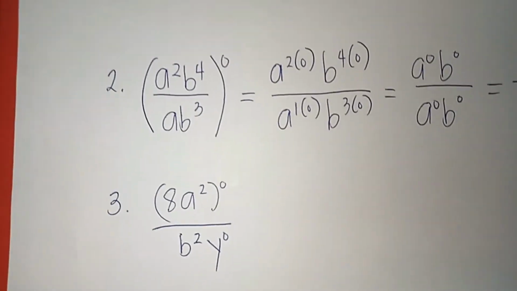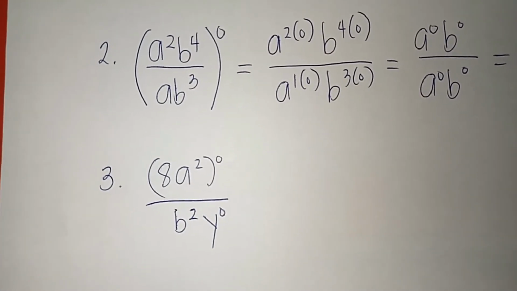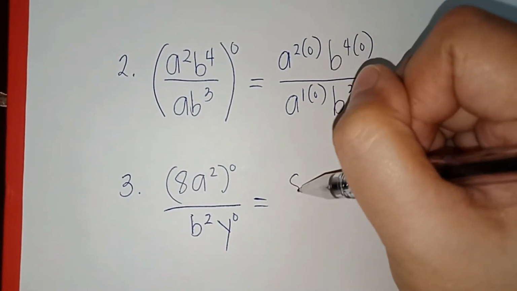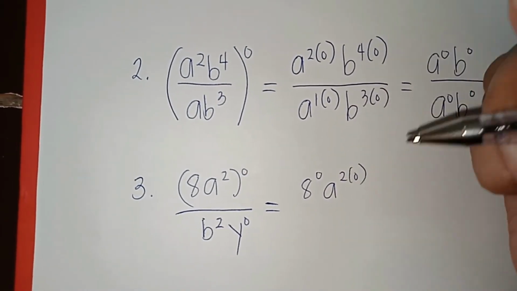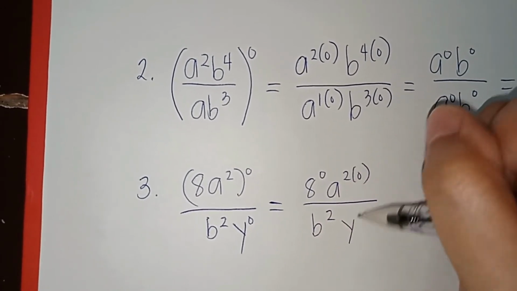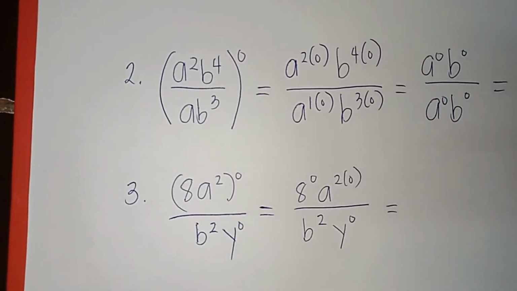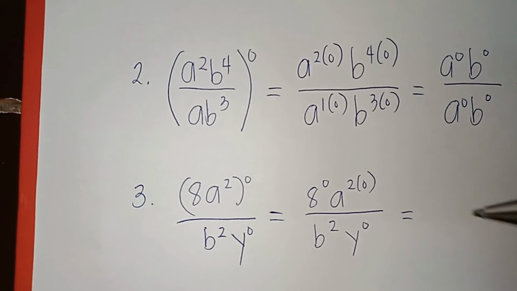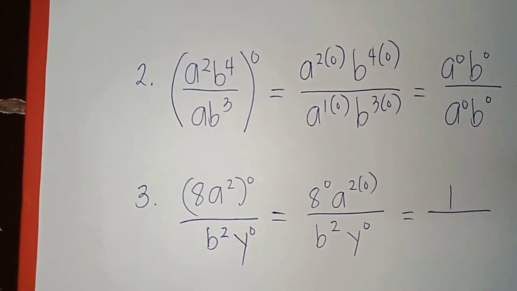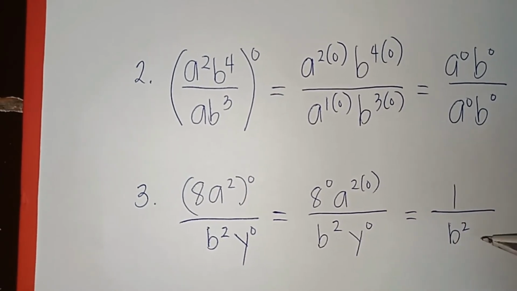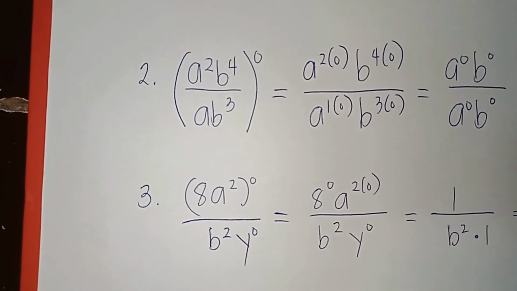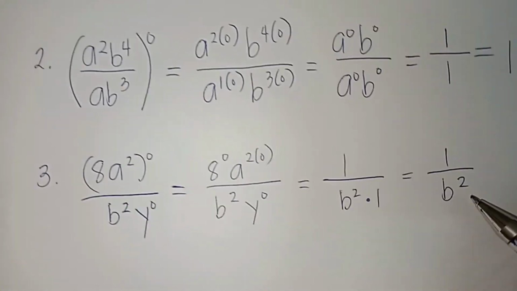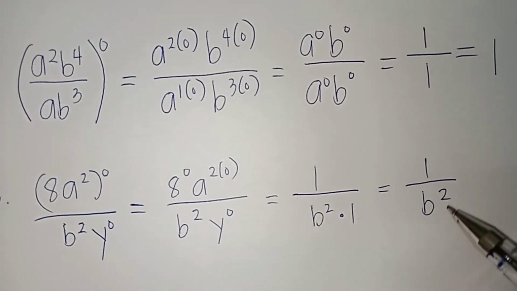Okay? How about po kung tayo ay may given na 8a squared raised to 0 all over b squared y raised to 0. So, gawin po natin. 8 raised to 0, a squared times 0 all over b squared y raised to 0. So, automatic 1 na po yung 8 raised to 0, and then a times 2 times 0 is 0. So, automatic, 1 na din yan. 1 all over b squared. So, b squared yan. And y raised to 0, that would be 1. That means we have 1 all over b squared. Kasi b squared times 1 ay b squared. So, the answer is 1 all over b squared.